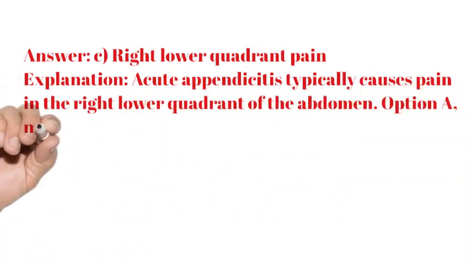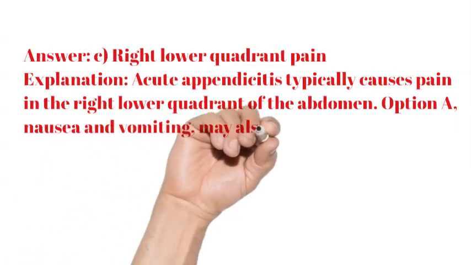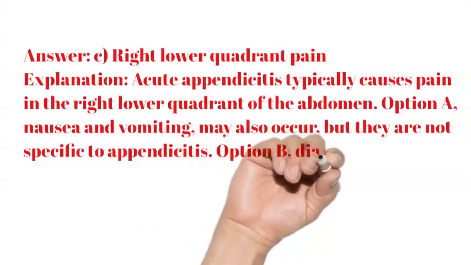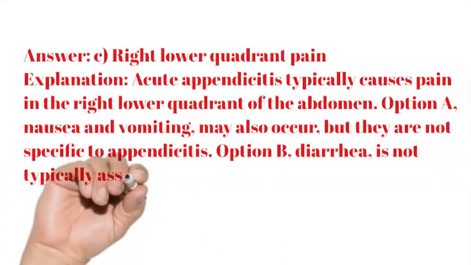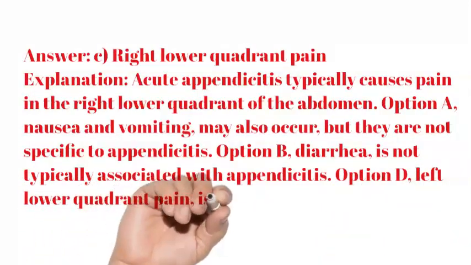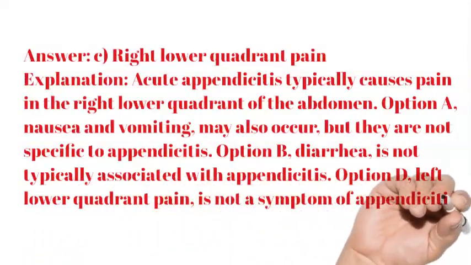Option A, nausea and vomiting, may also occur, but they are not specific to appendicitis. Option B, diarrhea, is not typically associated with appendicitis. Option D, left lower quadrant pain, is not a symptom of appendicitis.